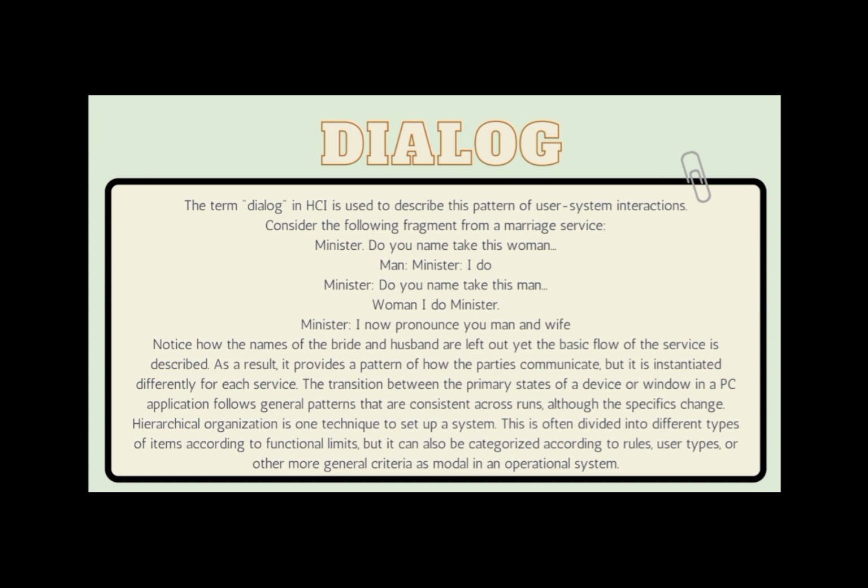Notice how the names of the bride and husband are left out, yet the basic flow of the service is described. As a result, it provides a pattern of how the parties communicate, but it is different for each service. The transition between the primary state of the device window and the PC application follows general patterns that are consistent across runs, although the specific changes differ.